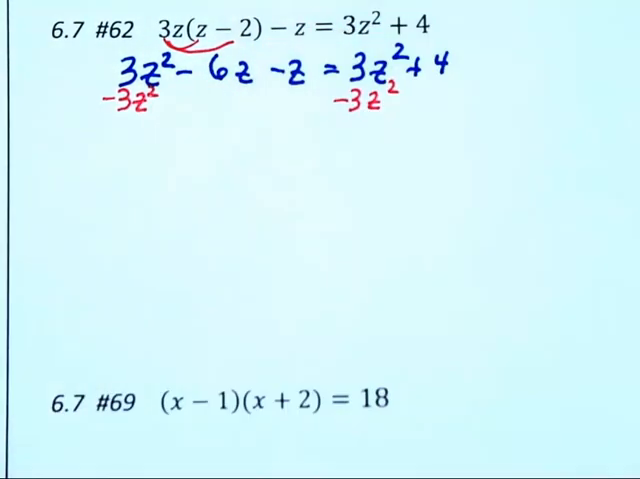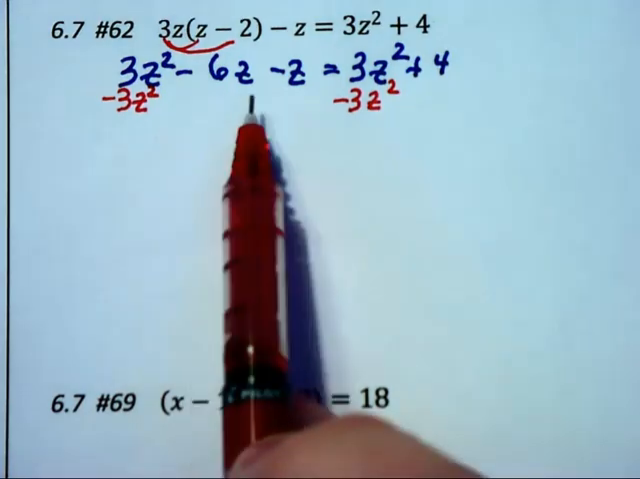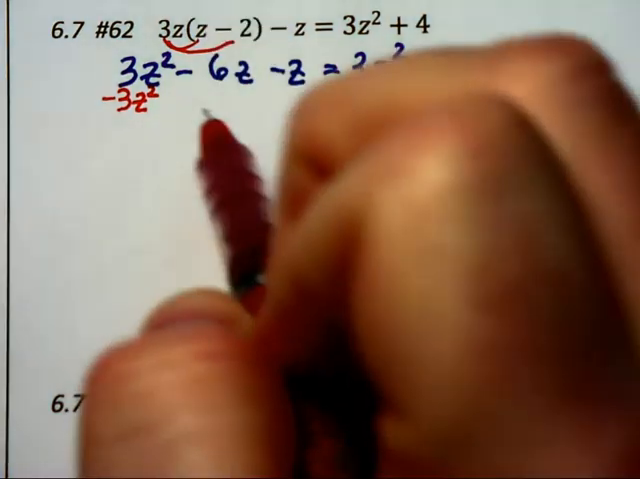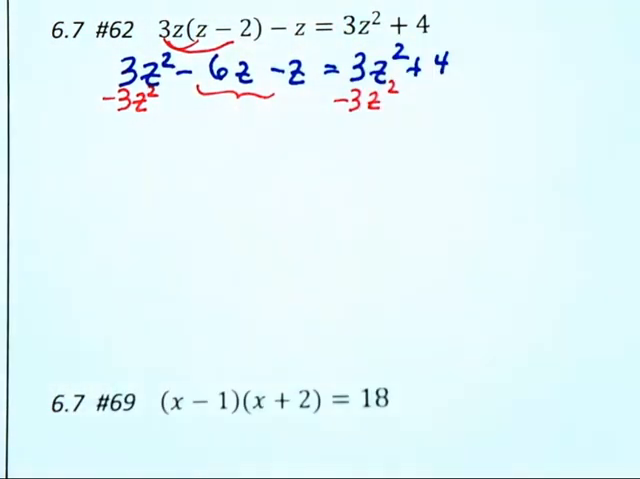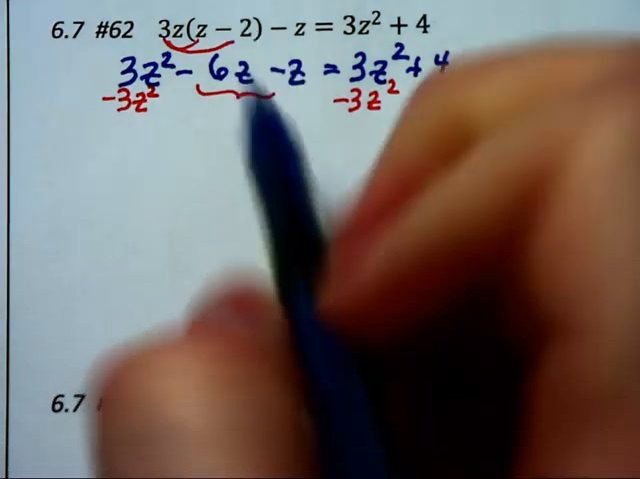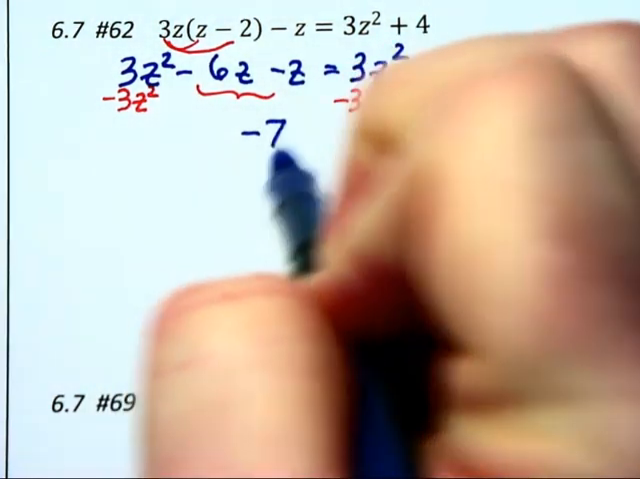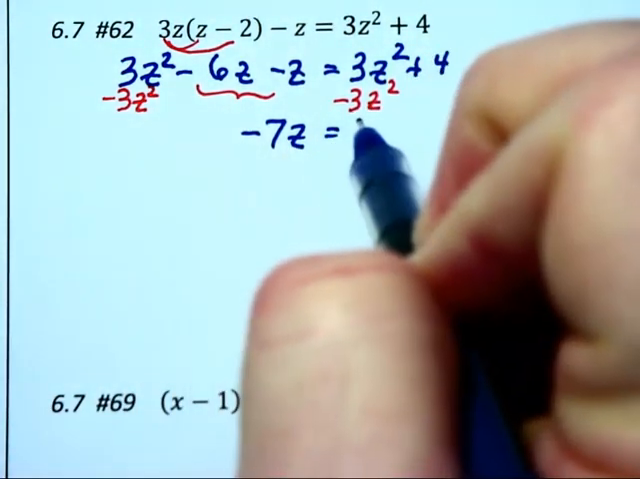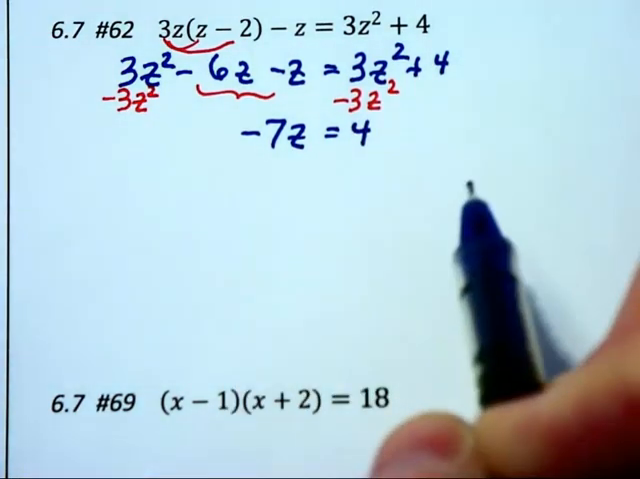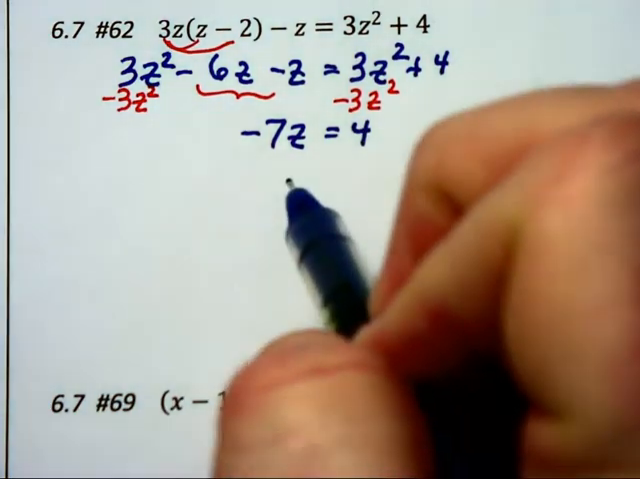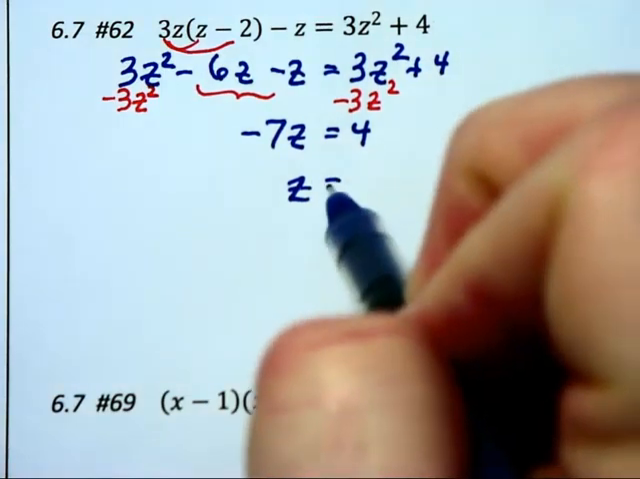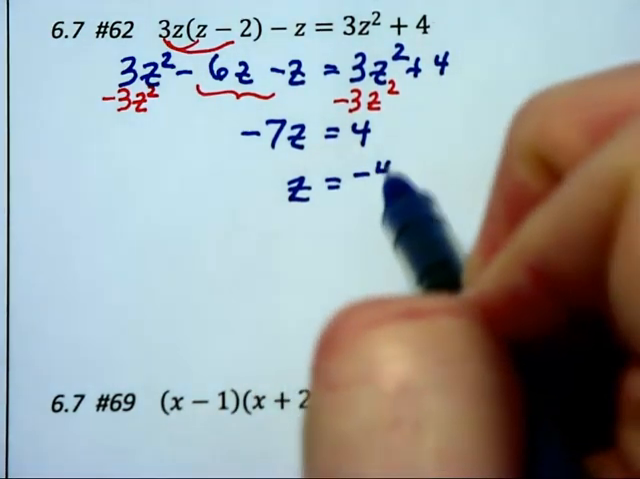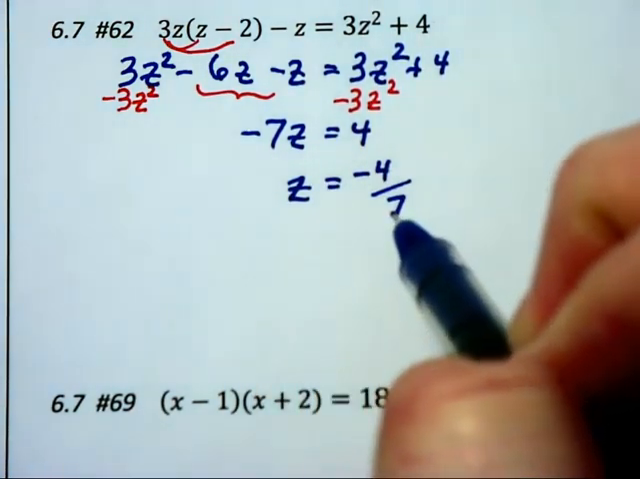And that just leaves us with the 6z minus the z, which combine together to be minus 7z is equal to 4. And then dividing each side by negative 7, we have z is equal to negative 4/7.